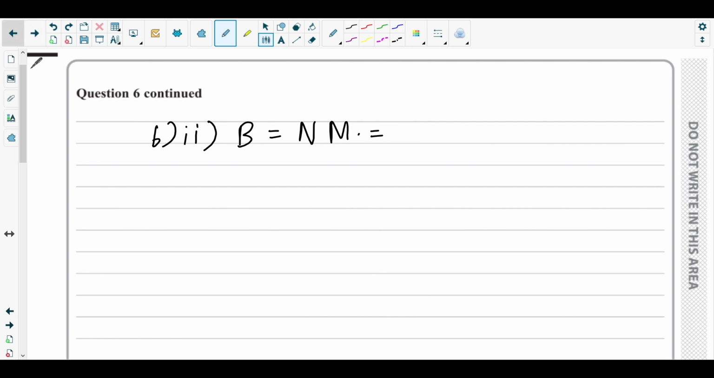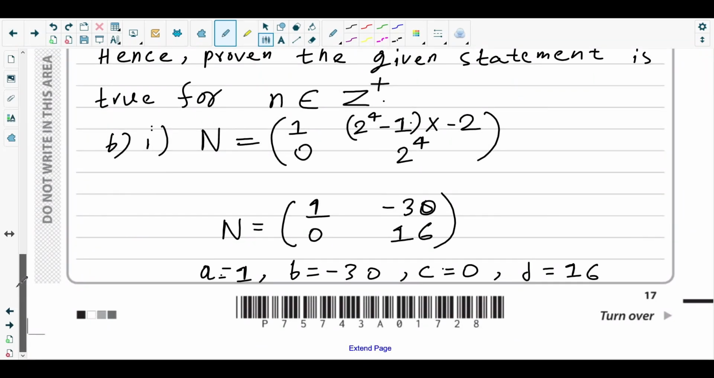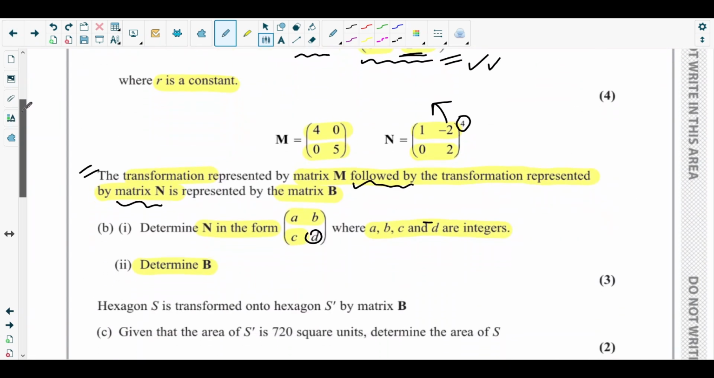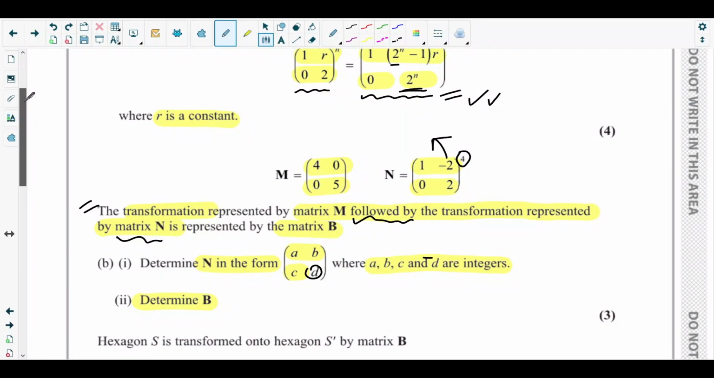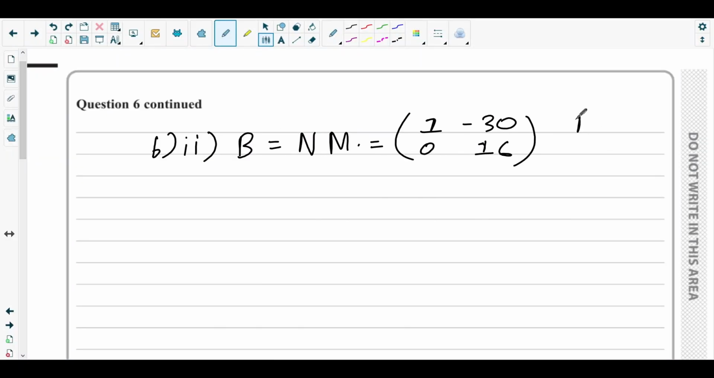So N is given as we found in part B1, which is 1, -30, 0, 16. And matrix M is given in the question: 4, 0, 0, 5. Now do the matrix multiplication.